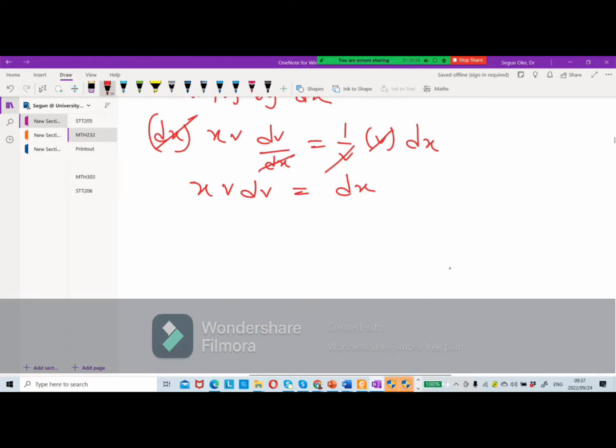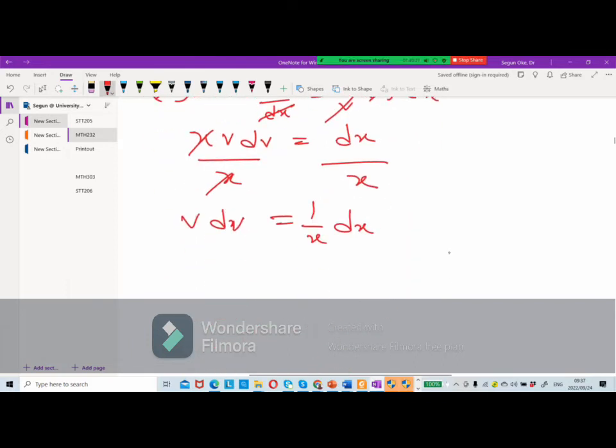So at this point now, we need to divide both sides by the x. We divide both sides by x. So the x here will go with this. So we have v dv equals 1 all over x dx. Any question? Then we move on by integrating both sides. We have the integral of v dv equals the integral of 1 all over x dx.